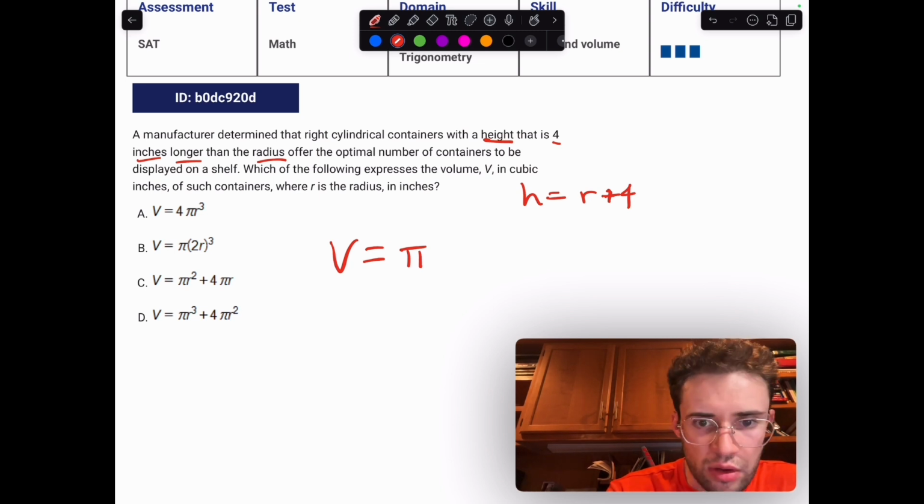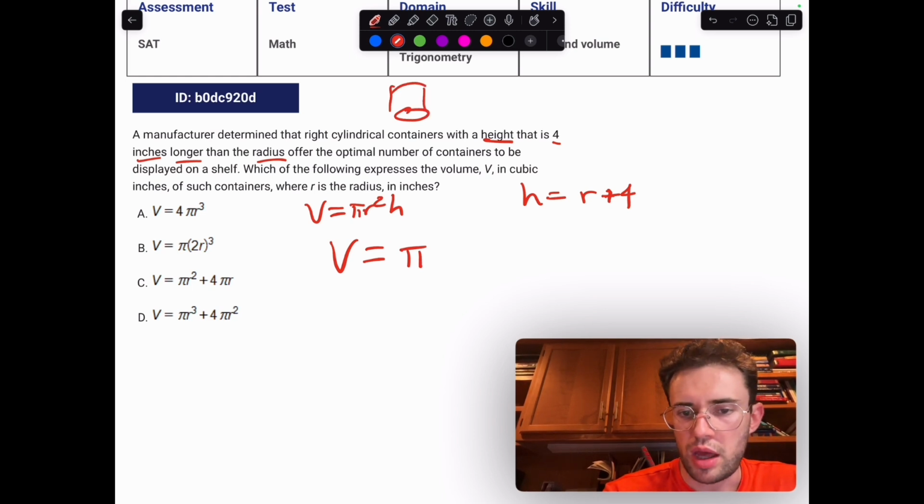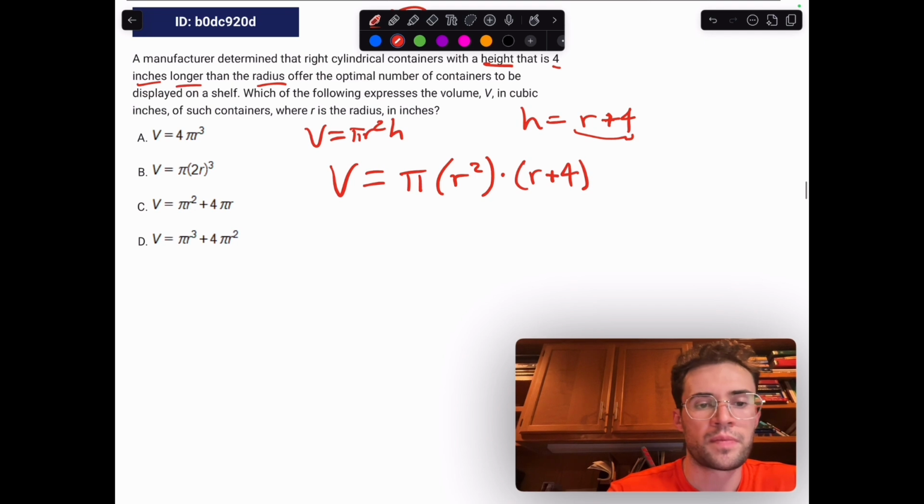So in general, what shape is it? A cylinder, the volume is equal to pi r squared times h. It's the area of the base, which is a circle, pi r squared, times the height. So we're going to multiply pi times our radius squared times, instead of the height, we'll substitute in r plus 4, right? Because that's equivalent to the height in this case. It's 4 inches longer.